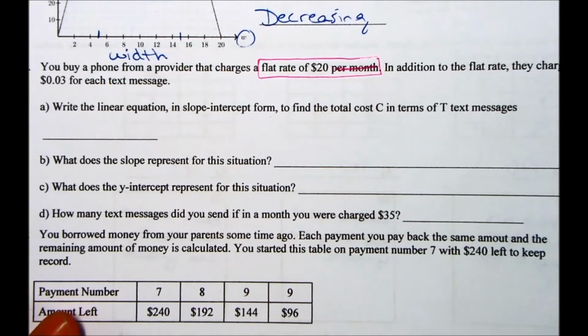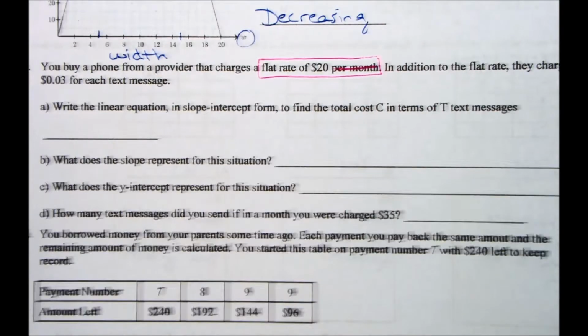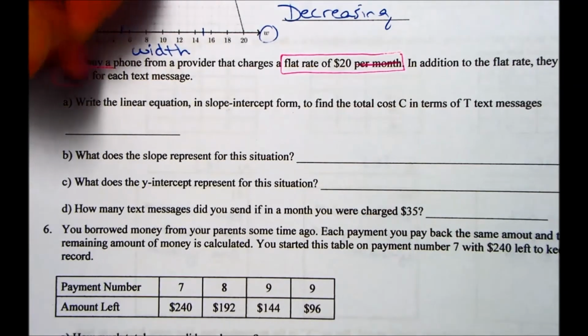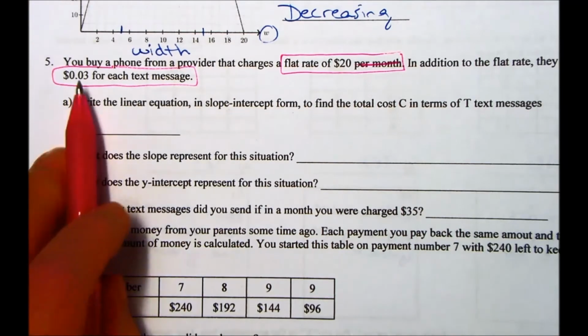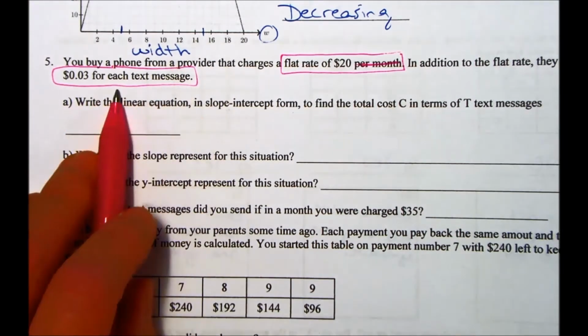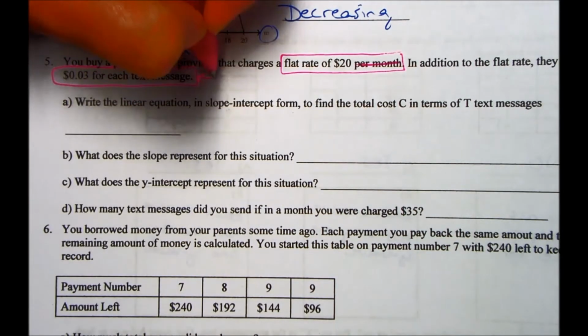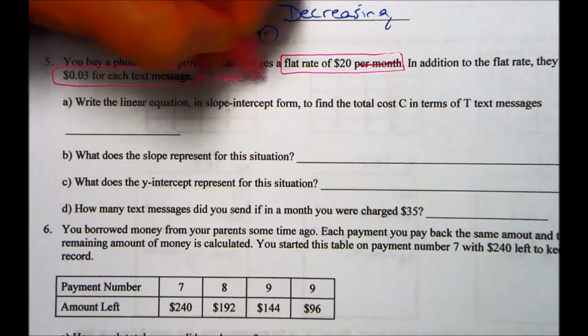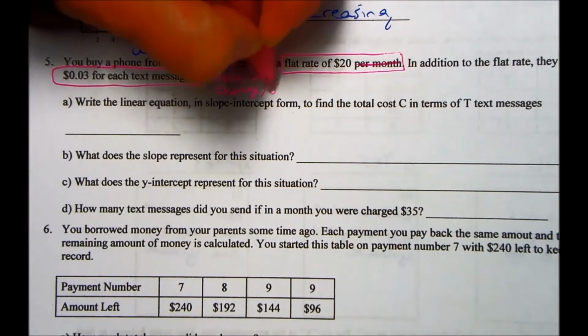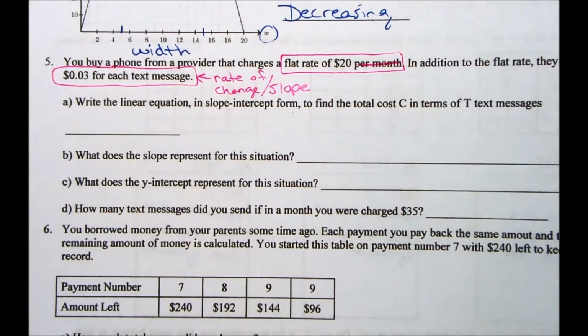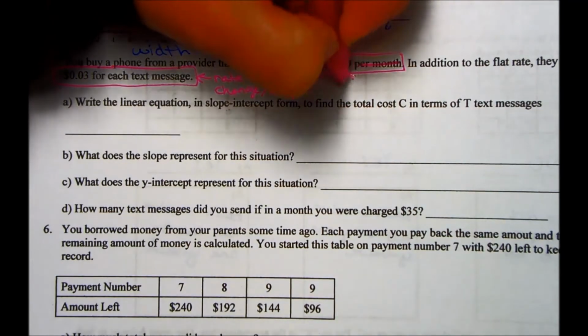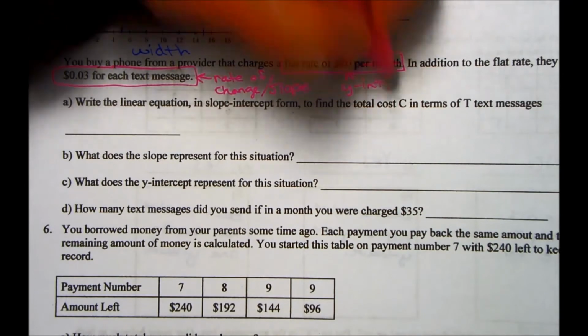In addition to the flat fee, they charge 3 cents for each text message. So the 3 cents for each text message is actually going to be your rate of change, which also is slope. It's going to be a linear equation. And the 20 is going to be your y-intercept.